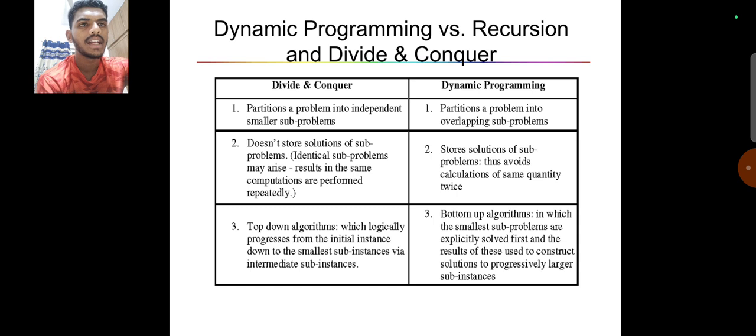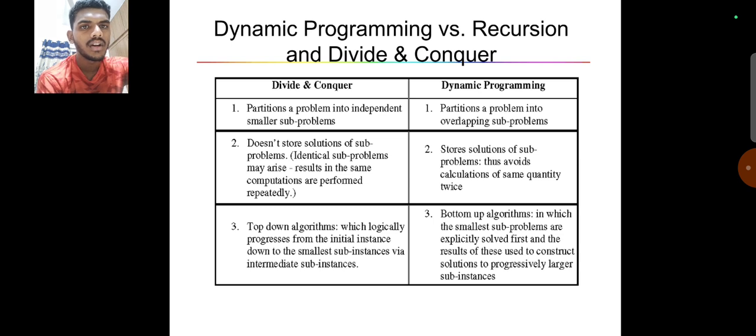Divide and conquer partitions a problem into independent smaller subproblems. Dynamic programming partitions a problem into overlapping subproblems. Divide and conquer doesn't store solutions of subproblems. Dynamic programming stores solutions of subproblems, thus avoiding calculation of the same quantity twice.